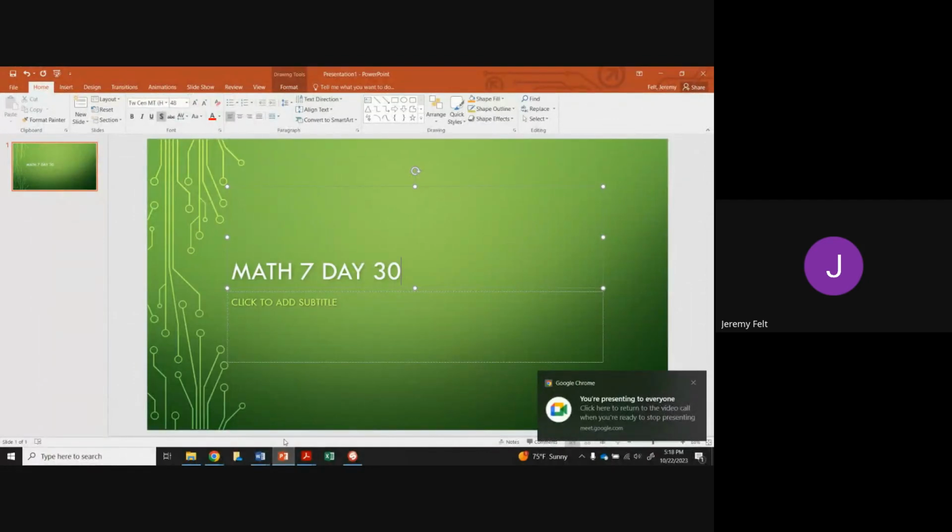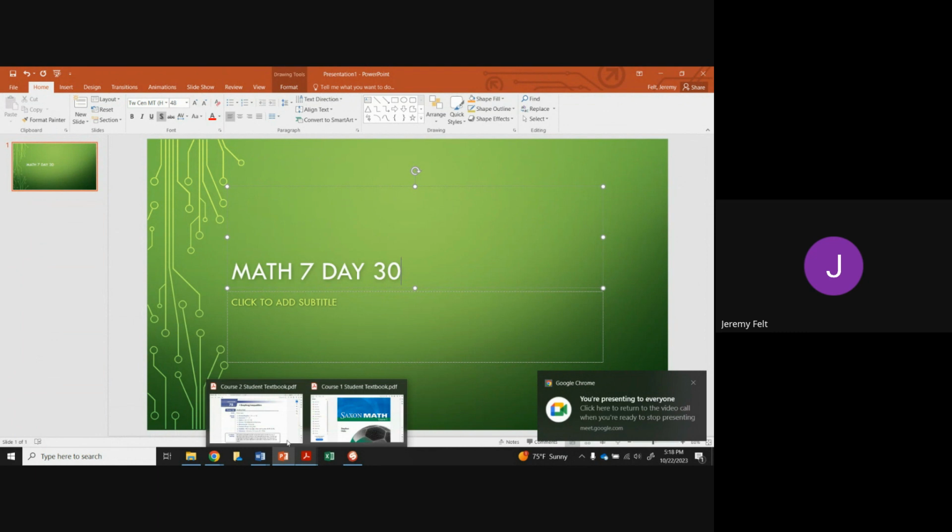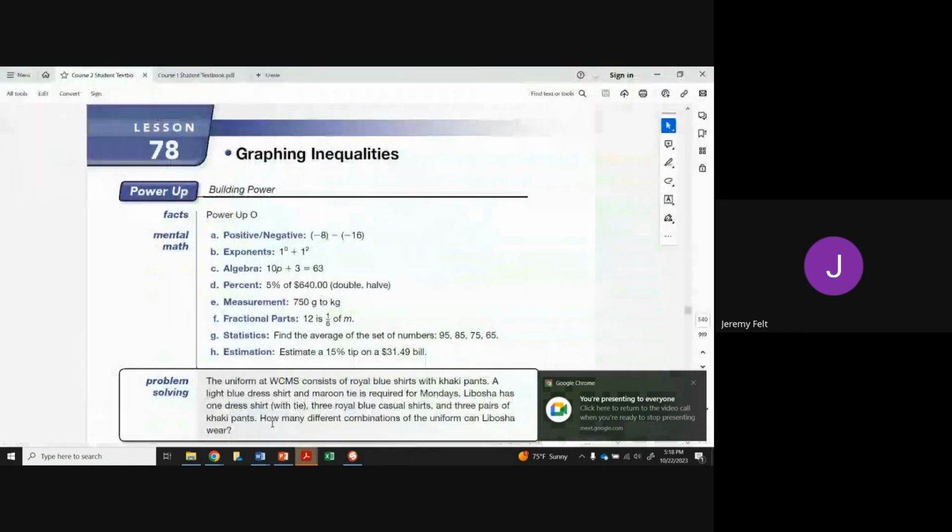Hi guys, today is day 30. We are looking at lesson 78. And today we're looking at graphing inequalities.